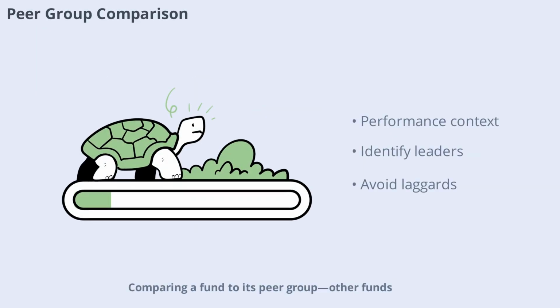Comparing a fund to its peer group, other funds with similar objectives, provides context for its performance and risk. Peer group analysis helps you identify top performers and avoid funds that lag behind. Always consider how a fund stacks up against its competition before making investment decisions.